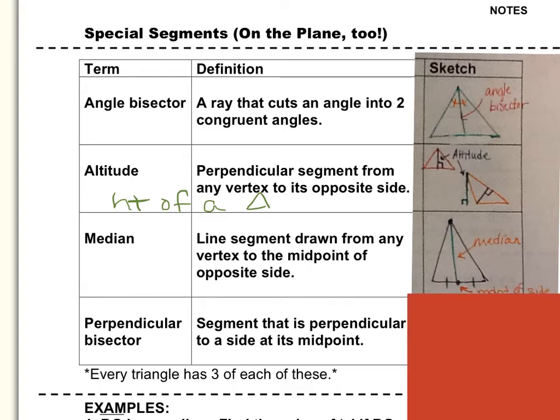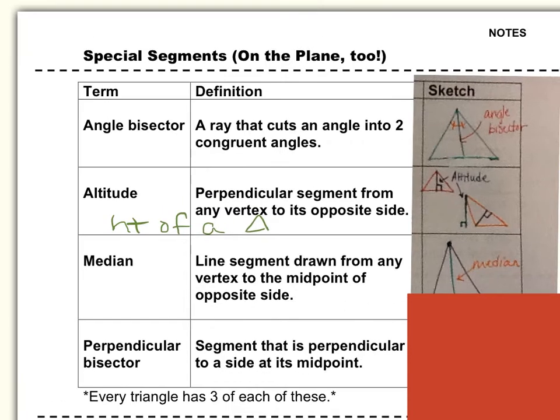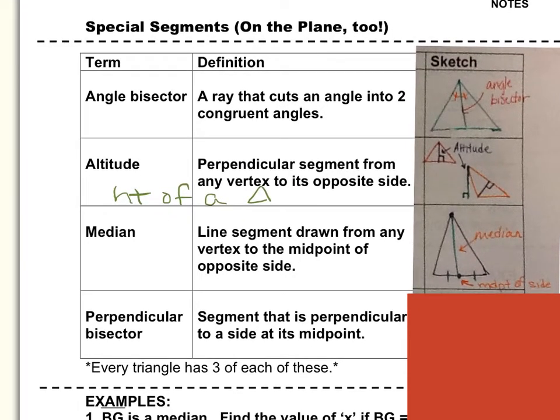Okay, then we have our median, means middle. The median means that it cuts the side in half. So when we have that median segment, this side right here is bisected and we have two congruent segments there.